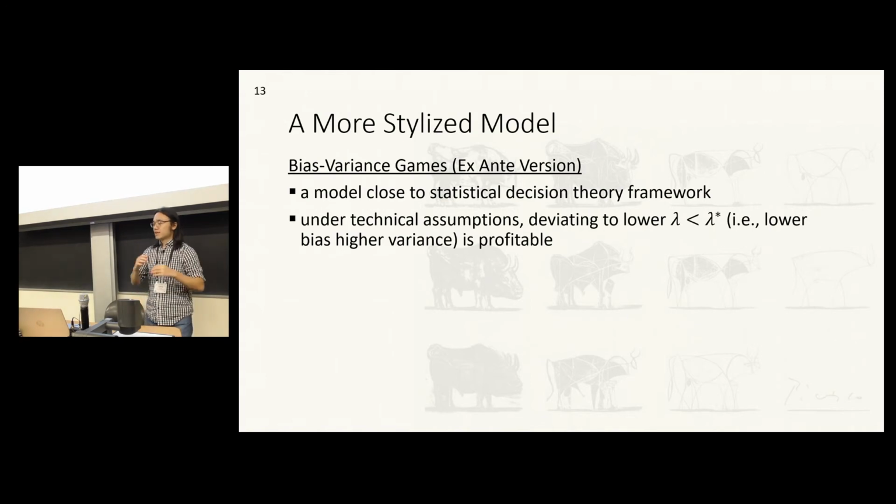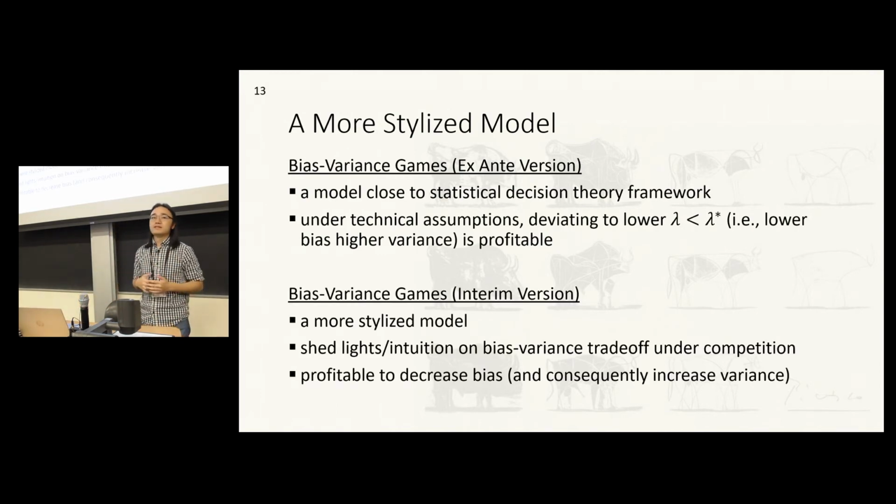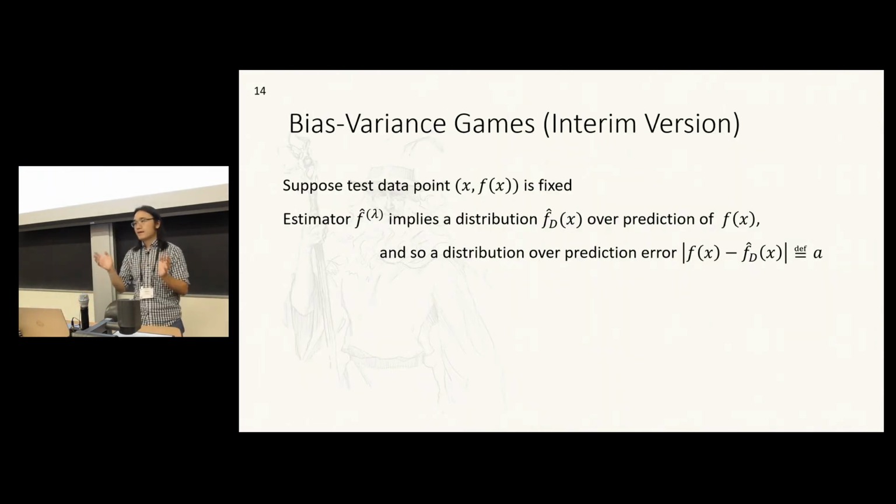Cool. So just a short summary. Now we have introduced a Bias-Variance game, a quite complicated model, which is close to our statistical decision theory framework. Under some technical assumptions, basically what we observe is that lowering lambda from lambda star, which is optimal under isolation, will be profitable under competition. But this model is a little bit complicated and not that tractable. And this motivates us to consider a more stylized model, which also helps shed light on this Bias-Variance trade-off. On the other side, because it's simpler, it will enable us to have better characterization and better intuition. And the idea is as follows.